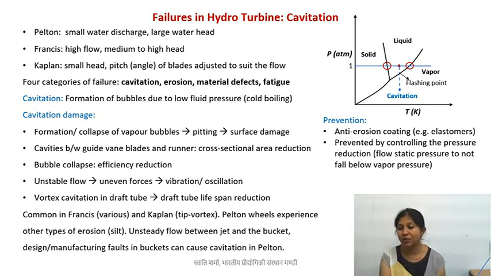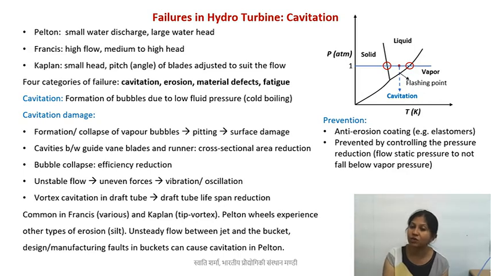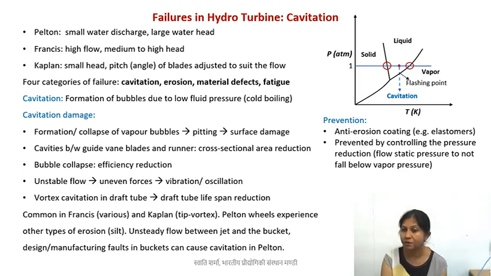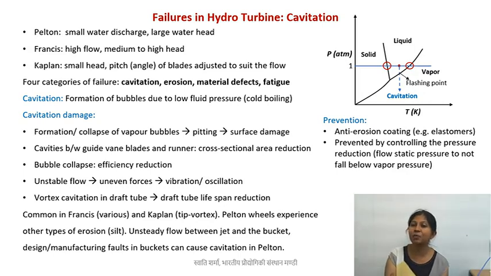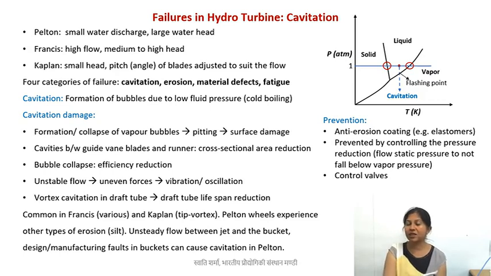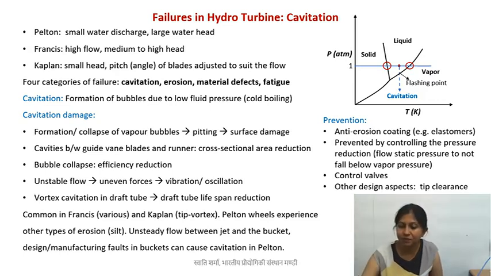However, in addition to manufacturing or design related issues, what we can also do is control the flow of the water. The static pressure we should control should not fall below the vapor pressure of water. Now, how is that done? It is done using a lot of control valves. And other than that, we can also take care of certain design aspects, so that there is enough tip clearance so as to minimize the bubble formation and minimize the effect of the cavitation, and that is how we can prevent the cavitation damage.